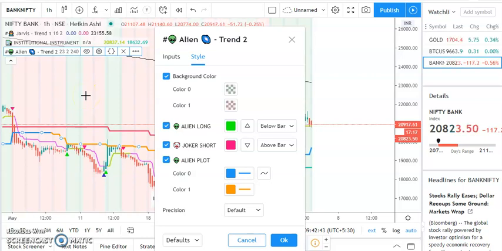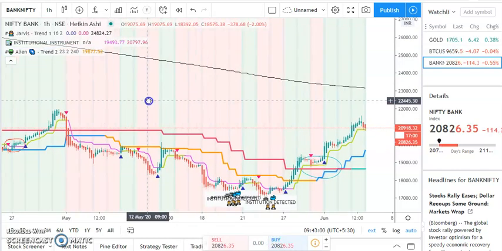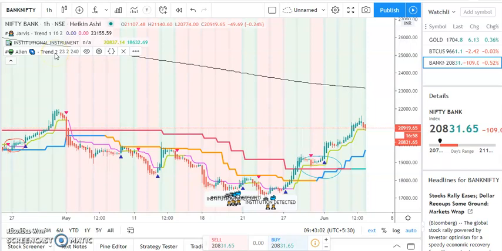Okay guys, in the first part of the video I told you how to long. Now in the second part of the video let us analyze how to short. For the shorting I forgot to mention, open the Trend 2 indicator, and you can uncheck the Alien Long and Joker Short, because Trend 2 will give you many signals, so you can avoid it.